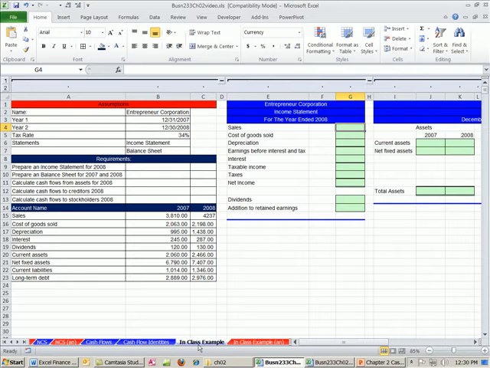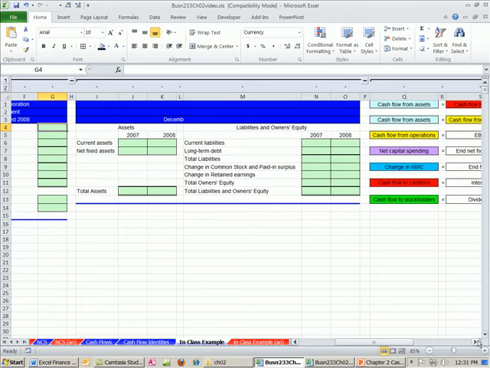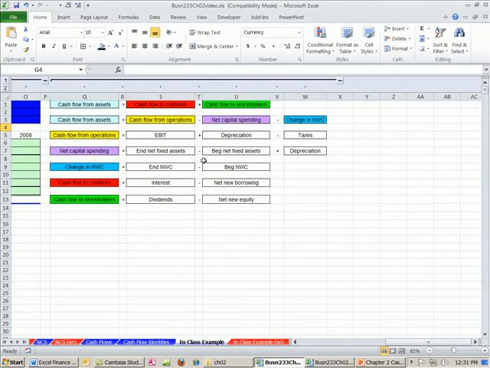Here's our workbook. I'm on the in-class example. Now, this is a big, comprehensive problem we're going to do here. In the problems in the textbook, we're going to be given a bunch of information, right? Name of the country, the company, the dates, the tax rate. And for a bunch of different accounts, we'll be given begin and end. And we're going to have to create an income statement, a balance sheet, and then calculate our cash flows.